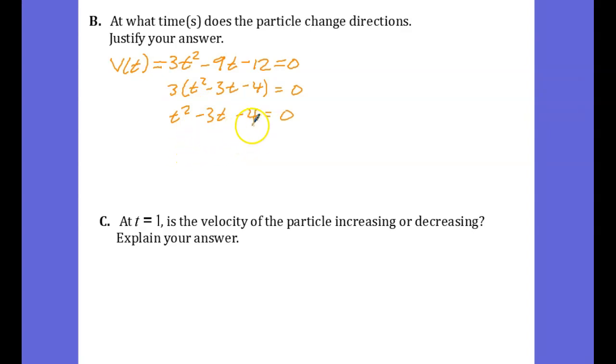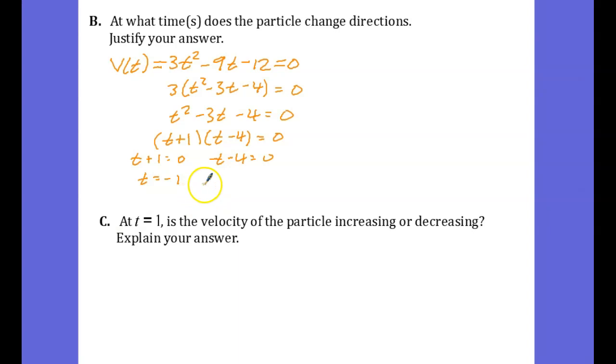Well, okay, so positive 1 and negative 4. Positive 1 times negative 4 would give us negative 4. Positive 1 plus negative 4 gives us negative 3. So let's do t plus 1 times t minus 4 equals 0. Then by the zero product law, we set each of these factors equal to 0 and solve. Okay, and over here we get t equals negative 1.